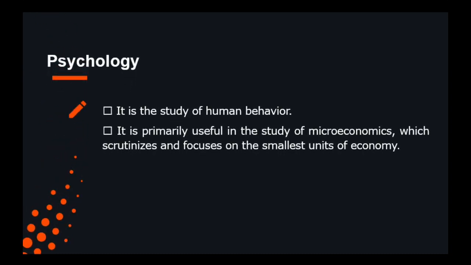Lastly, we have psychology. Psychology is the study of human behavior. It is primarily useful in the study of microeconomics, which scrutinizes and focuses on the smallest unit of economy. Now, because humans are emotional and easily distracted beings, they make decisions that are not in their self-interest. With that being said, behavioral economics draws on psychology and economics to explore why people sometimes make irrational decisions and why and how their behavior does not follow the predictions of economic models.